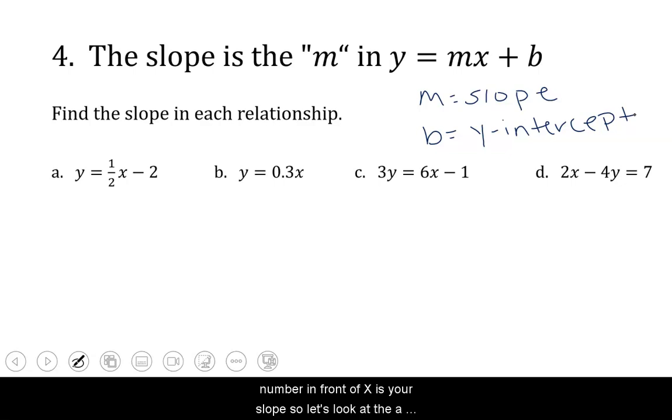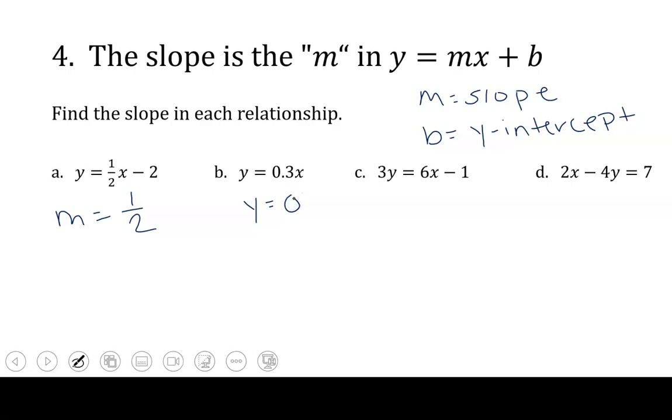So let's look at the A example. y is by itself. It's in slope-intercept form. So what number is in front of x? 1/2. So that is my slope. So let's look at B. y is by itself. So what number is in front of x? 0.3. And that is my slope. m equals 0.3.